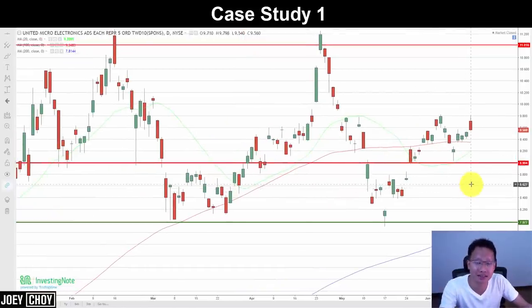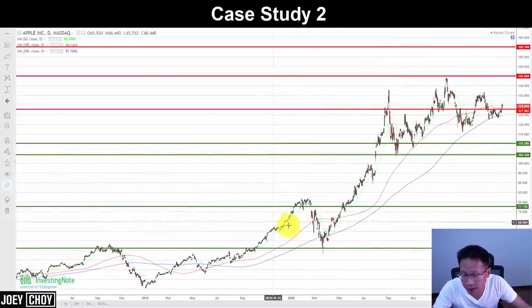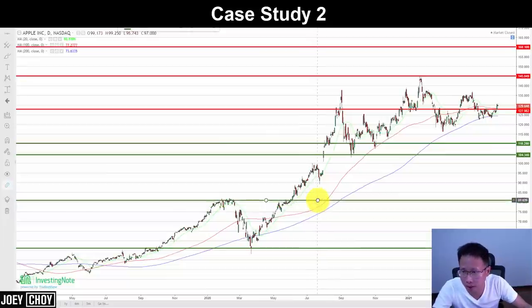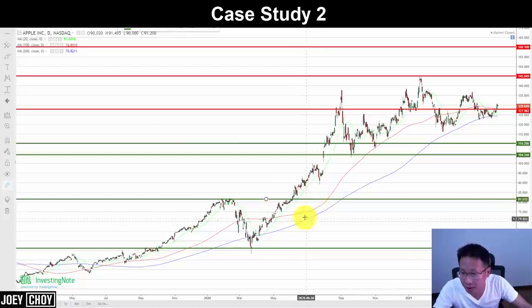So let's take a look at another case study. Okay, so this is another case study, Apple right here, all right? And you can see that Apple has been in a really good long-term uptrend as well. One of those really good counters you want to load up on dips to ride the uptrend in the long term, right?